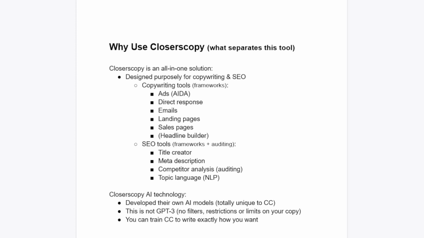The other biggest reason why I jumped over to Closerscopy is the fact that their AI technology is very specific to them because they've developed their own AI models. Again, these are totally unique to Closerscopy. Now, it does actually use GPT-3 as well, so when you get in there you can use it, but primarily the AI models it uses are the ones they develop themselves, and these run on their own servers. So this basically means you get no filters, no restrictions or limits on your copy, like you do with a lot of the other tools.